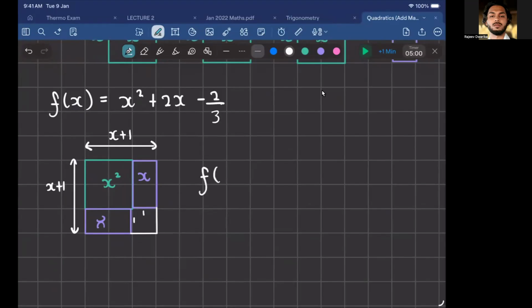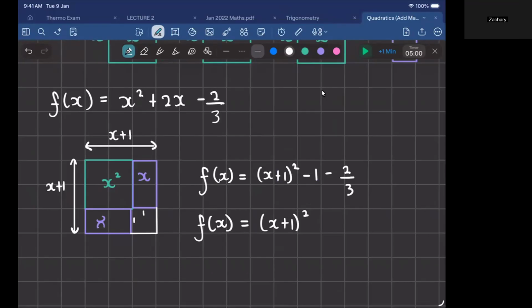Right, so another way to write that would be f of x is equal to x plus 1 squared, but we are missing 1. And remember, at the start, it was minus 2 over 3. So you're missing that as well. Let's see what we're going to get. So I'm going to write back x plus 1 squared, minus 1, minus 2 over 3. Your mind is going to be blown. What is that going to be? Minus 5 over 3, sir. Yeah, minus 5 over 3.